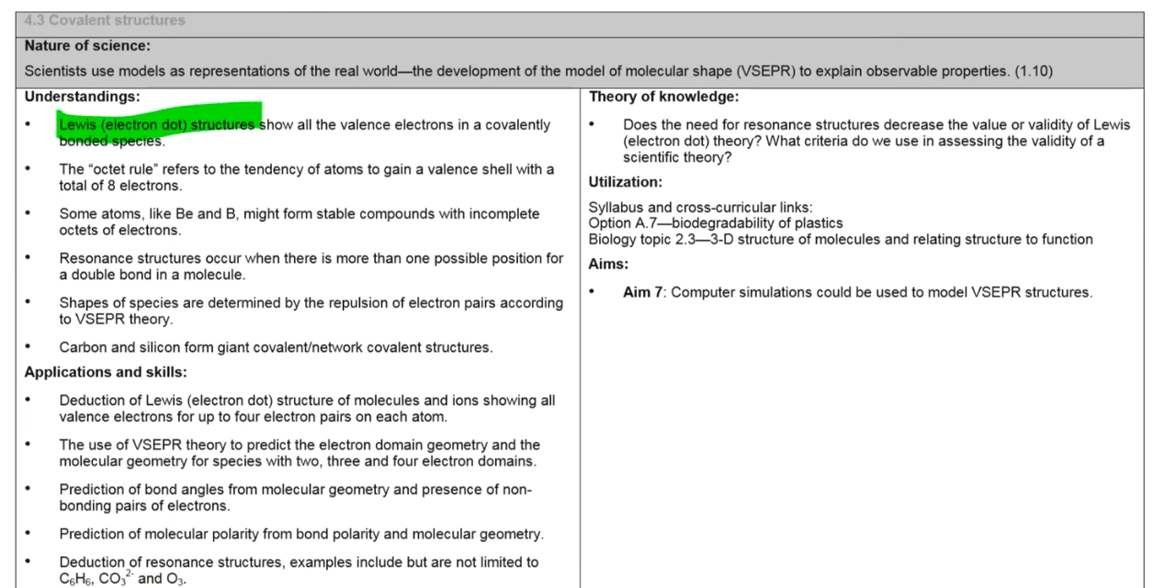4.3 Covalent structures. Lewis dot structures show all the electrons in a covalently bonded species. This is a model we use to represent atoms and their bonds. And Lewis structures are generally just practice a few. You won't have to define what it is generally.